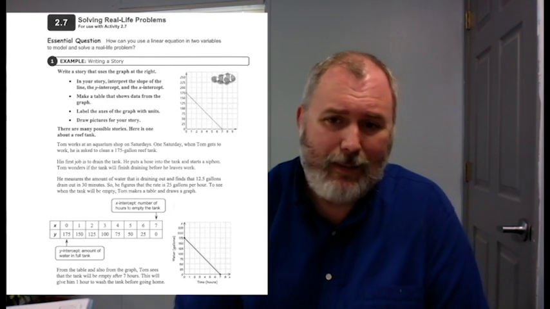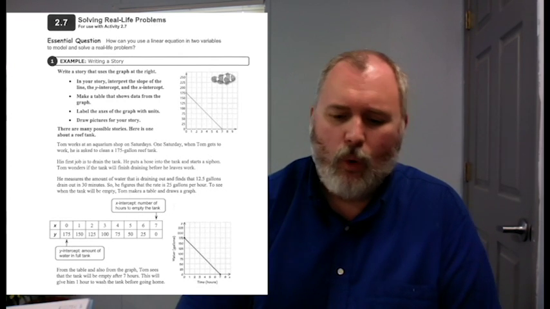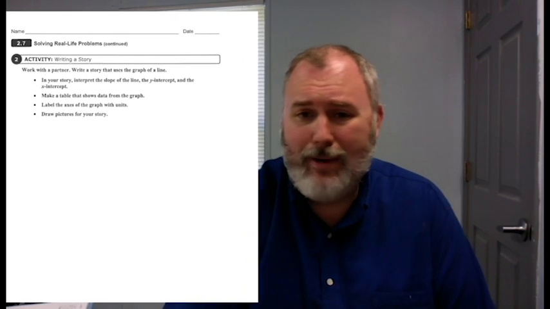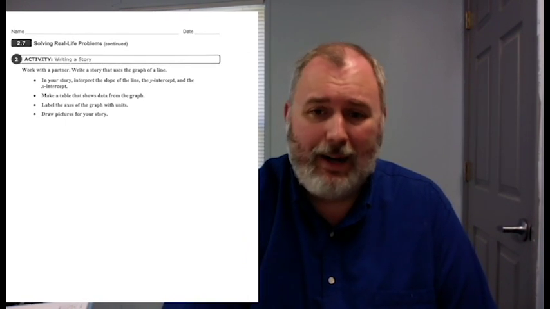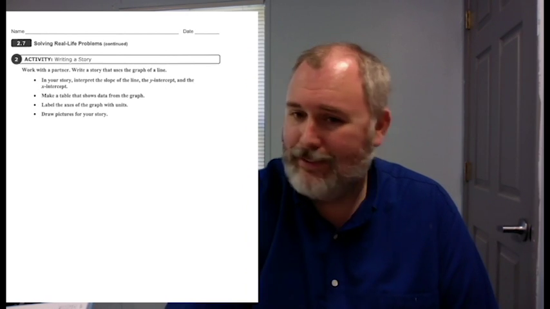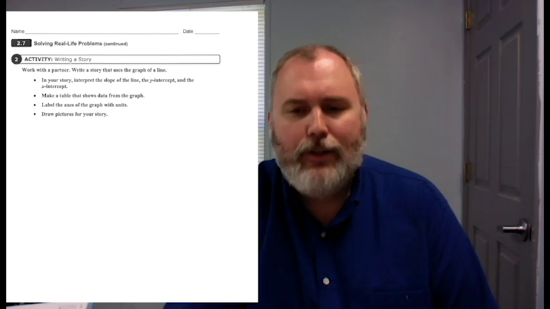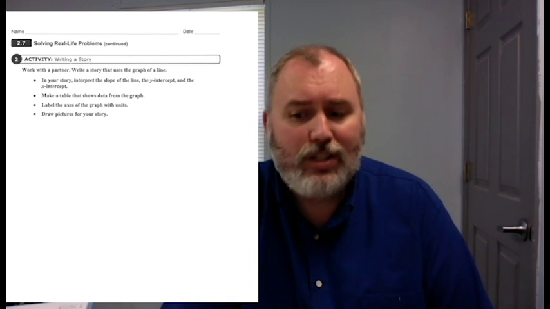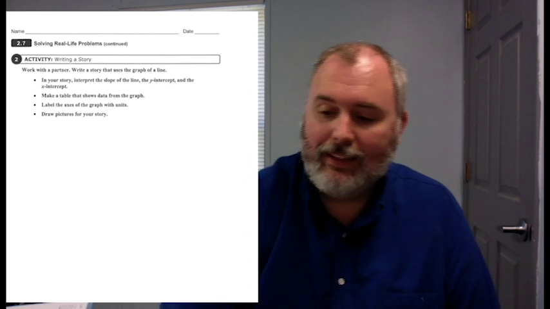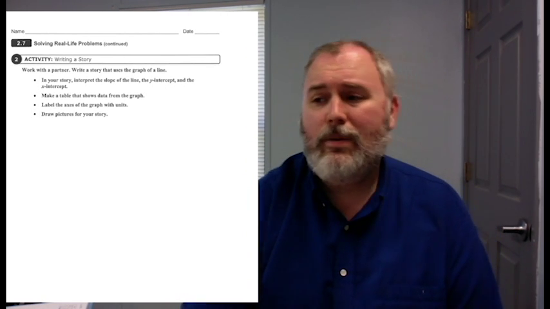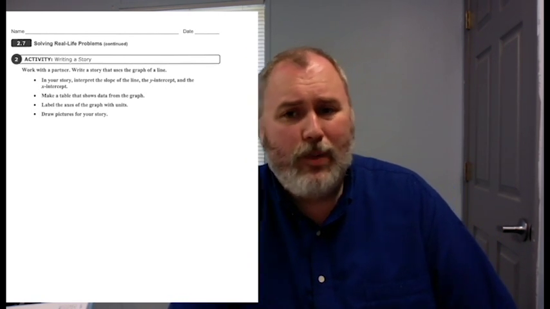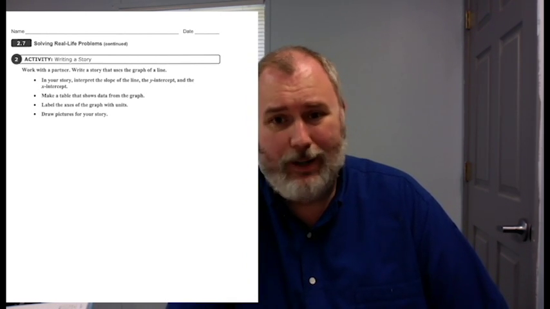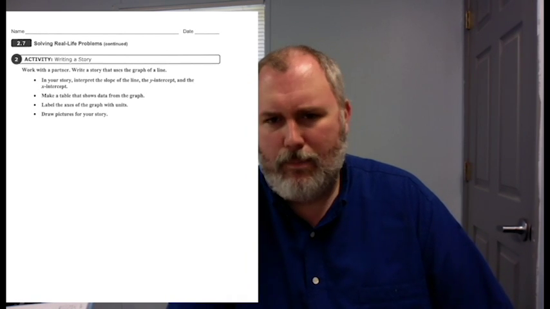That same graph that's in the top right corner, you're going to work with a partner or by yourself. I'm not picky either way. You can work with somebody in your class or from a different class. And you're going to write a story based on that graph. In your story, you need to interpret the slope of the line. You need to interpret the y-intercept and the x-intercept. Tell me what those things mean. Don't just say, here's a number, but tell me what it means.